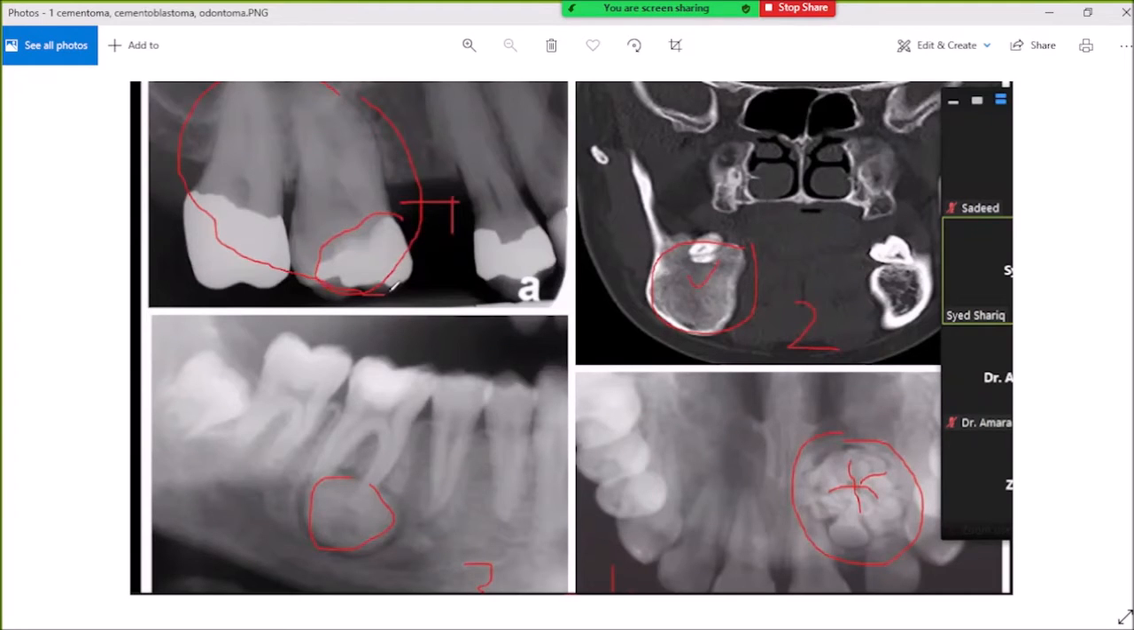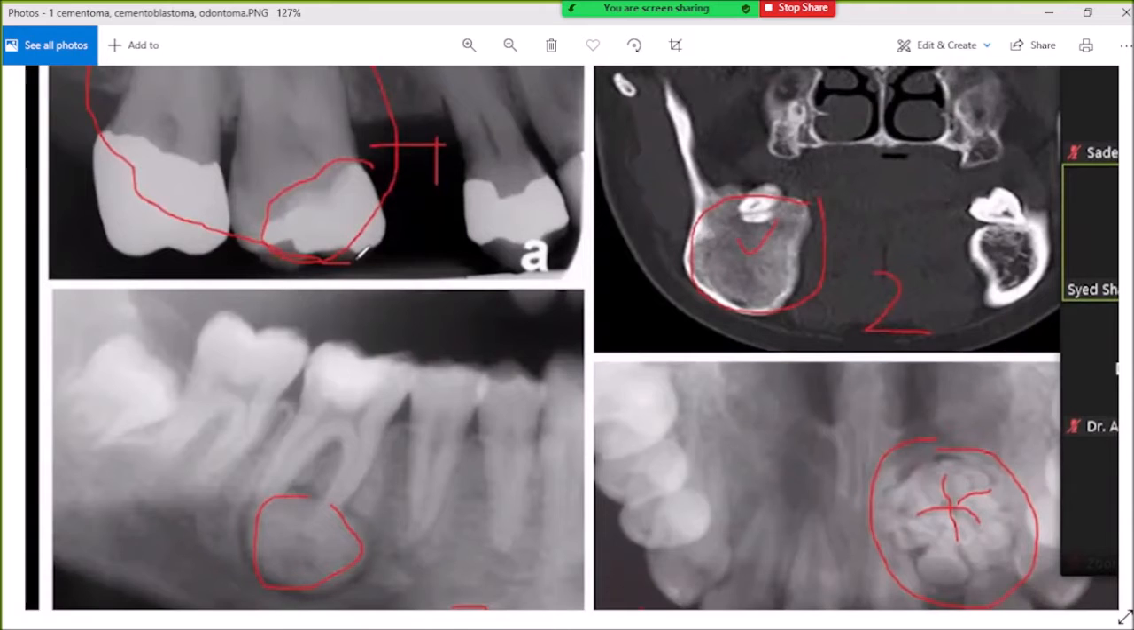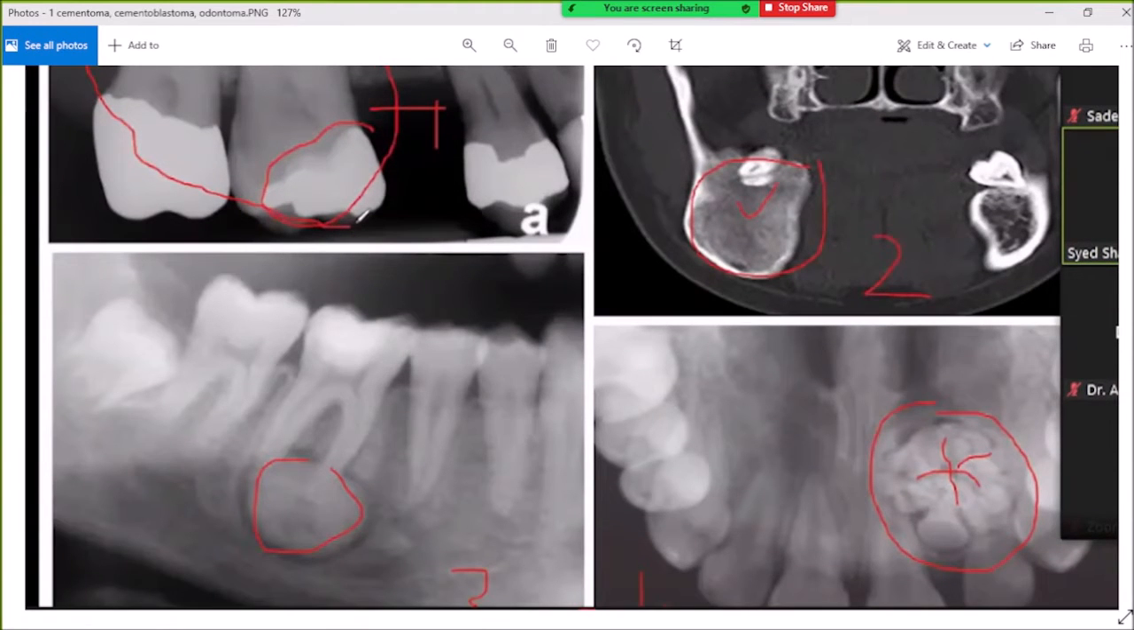It occurs at the root of the tooth, and the cementoblastoma. Correct? This is then odontoma. This last one, odontoma. It consists of all types of tissues in the teeth, fatty tissue, tooth component, etc.